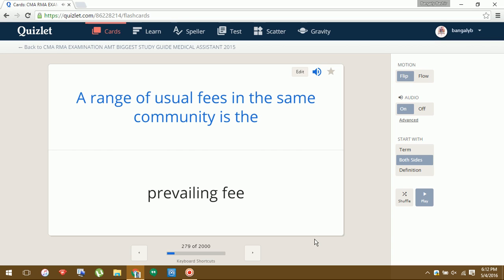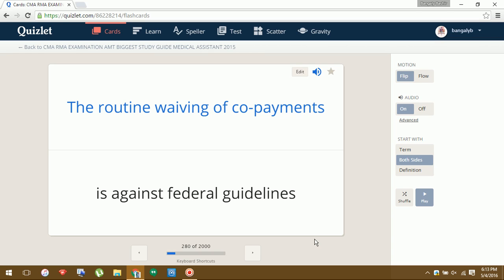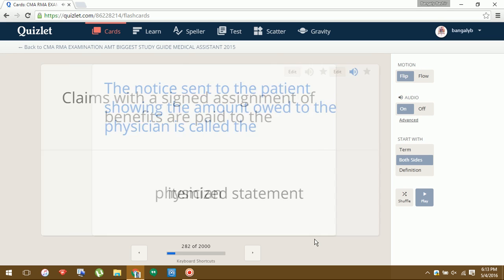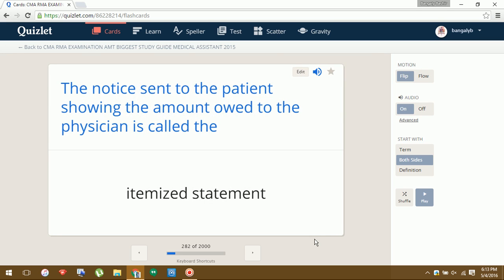A range of usual fees in the same community is the prevailing fee. The routine waiving of co-payments is against federal guidelines. Claims with assigned assignment of benefits are paid to the physician. The notice sent to the patient showing the amount owed to the physician is called the itemized statement.